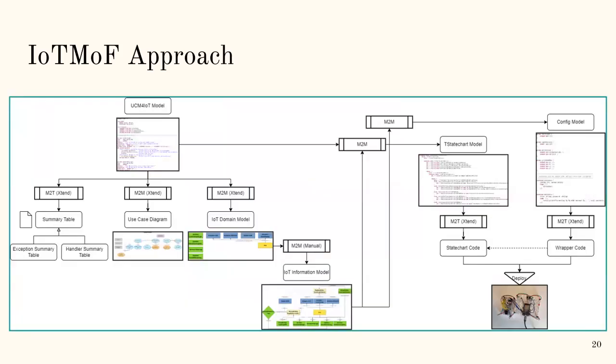Moving on, this is the complete picture of our approach. Basically, we start with a textual use case model called USIM for IoT. Using USIM for IoT, we generate an IoT use case diagram as well as an IoT domain model. From the IoT domain model, we create an IoT information model. And using the USIM for IoT model and the IoT information model, we can create a state chart and configuration model. From there, we create code, and then that code is eventually deployed onto a smart device.